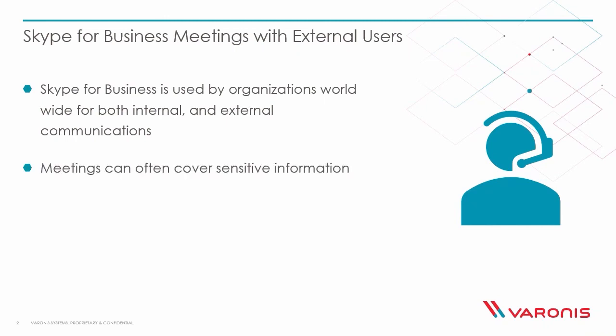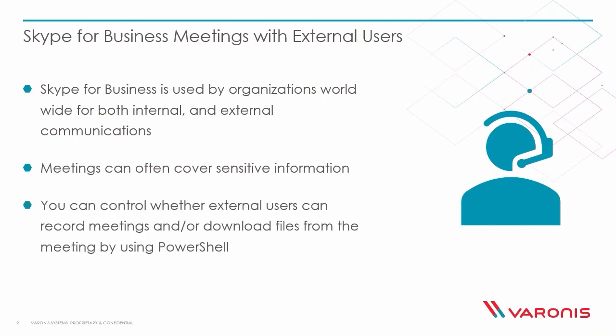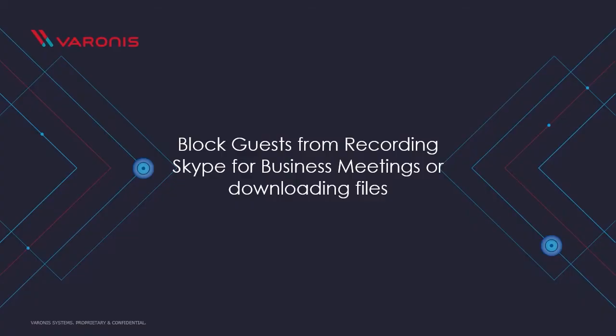Those meetings can often cover sensitive information. So it's important that you protect it and you make sure that nobody will take a part of the recording and put it out of context, or people download files that they shouldn't be downloading. As an Office 365 admin, you can control whether external users can record meetings or even download files from the meeting with PowerShell. So let's take a look at how to do it.